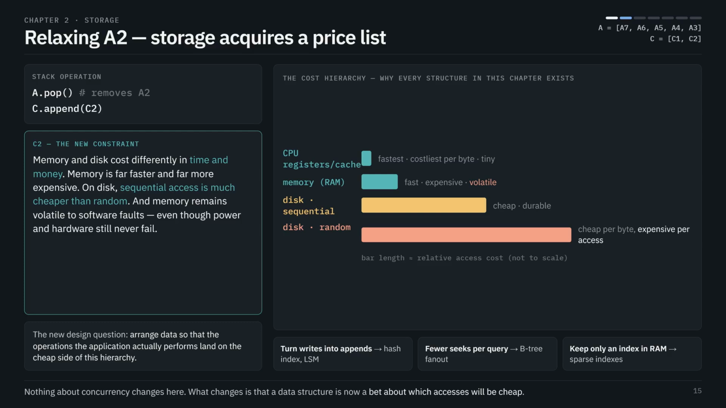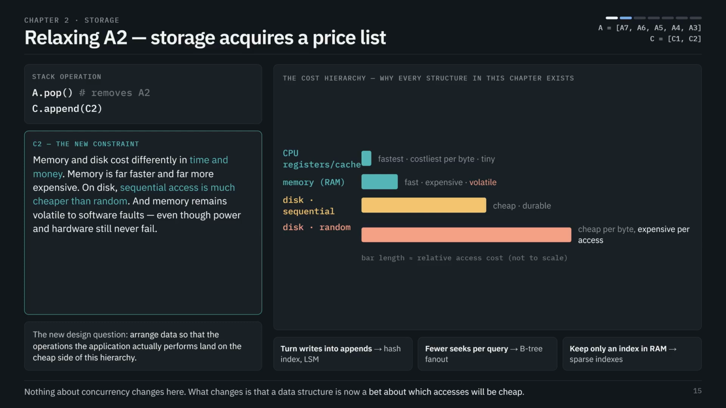Furthermore, even absent a power failure, A20 drained, which is still excluded by A7 at this stage, memory remains volatile and can lose state due to software errors. Notice that three separate asymmetries arrive together there. Memory versus disk in money, memory versus disk in speed, and sequential versus random access on the disk itself. Those are independent facts, and different structures exploit different ones.